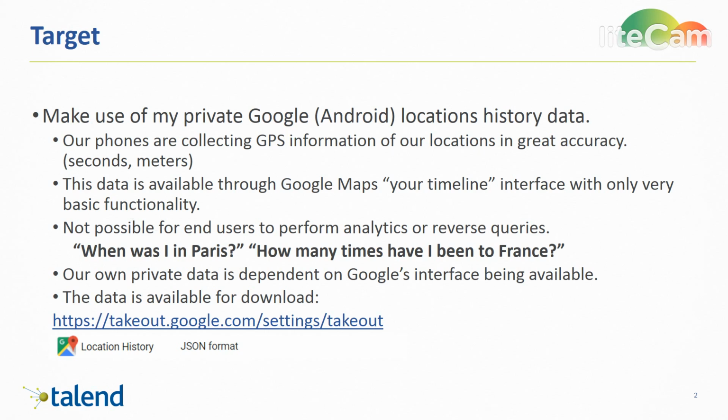However, this interface offers very specific functionality. Through the interface, we can only see where we were on a specific date. We cannot perform basic analytics or reverse queries, such as when was I in Paris, or how many times have I been to Paris, to France, or Paris. Furthermore, we are dependent on Google making this application available for us, and if it stops, our data might be lost forever. The data is available for download through the following link in a JSON format.